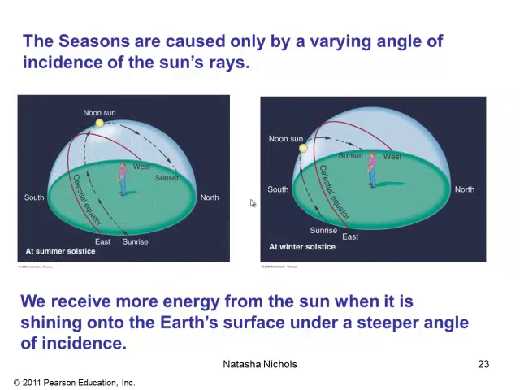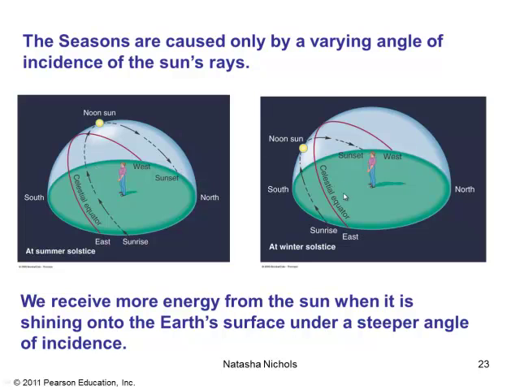So I'd like you to think about it in a sense of the variation of angle of incidence of the sun's rays. If we take the two extreme examples, at summer solstice, the longest day, if you follow the path of the sun along the sky, we will receive more energy when it is shining on the Earth's surface under a steeper angle of incidence. And notice how the path that the sun has to travel is longer. It will be up in the sky for a longer time.